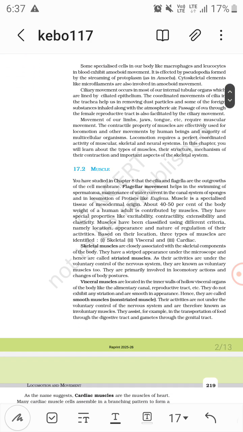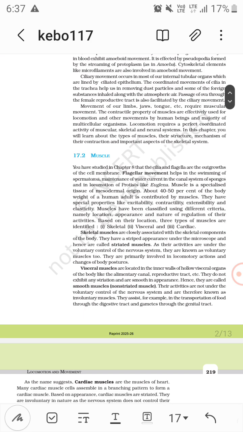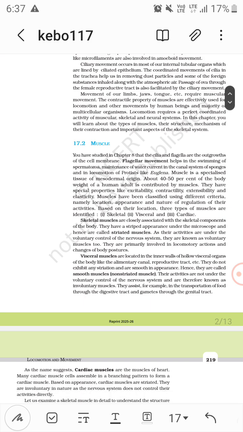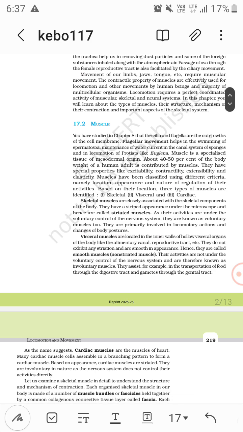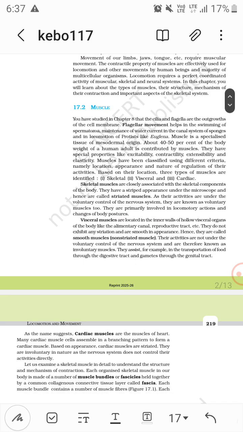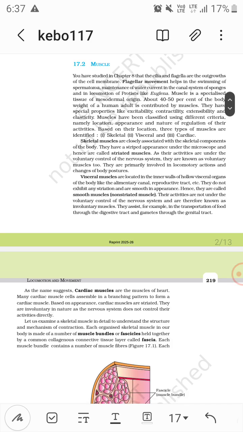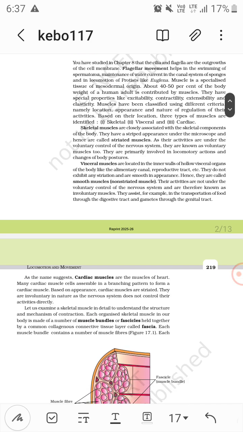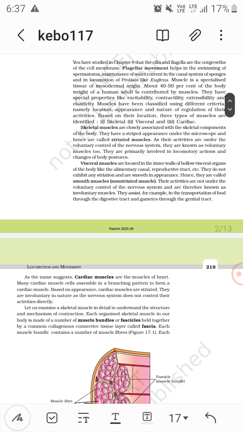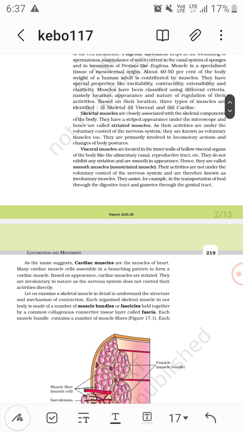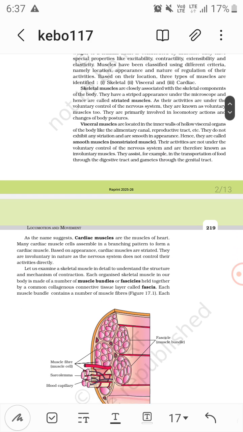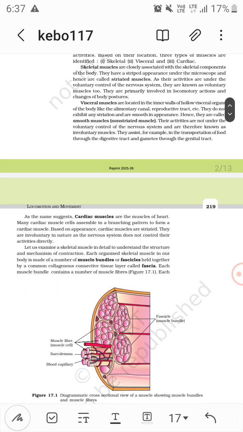Then skeletal muscles are striated muscles due to the alternate arrangement of two proteins, actin and myosin. Then visceral muscles are like smooth muscles, non-striated muscles that taper at both ends, and these are involuntary muscles. They help in transportation of food through the digestive tract and gametes through the genital tract. These visceral muscles are present in the inner walls of hollow visceral organs like the alimentary canal and reproductive tract.